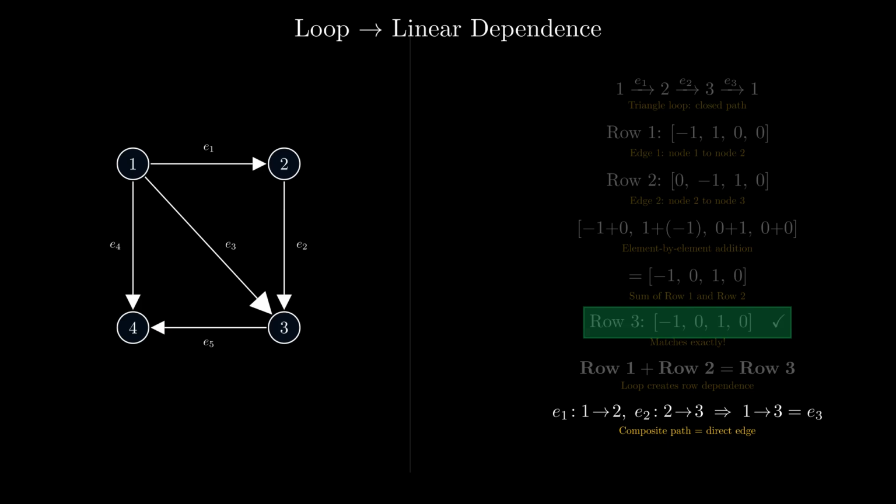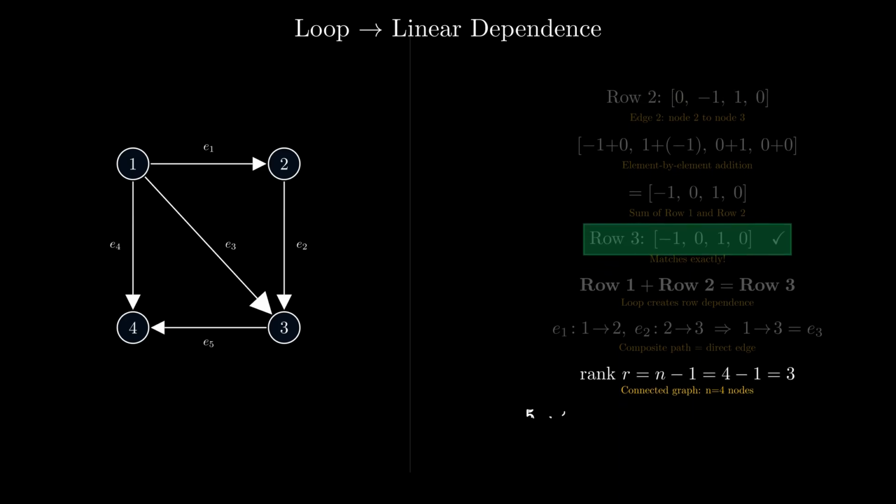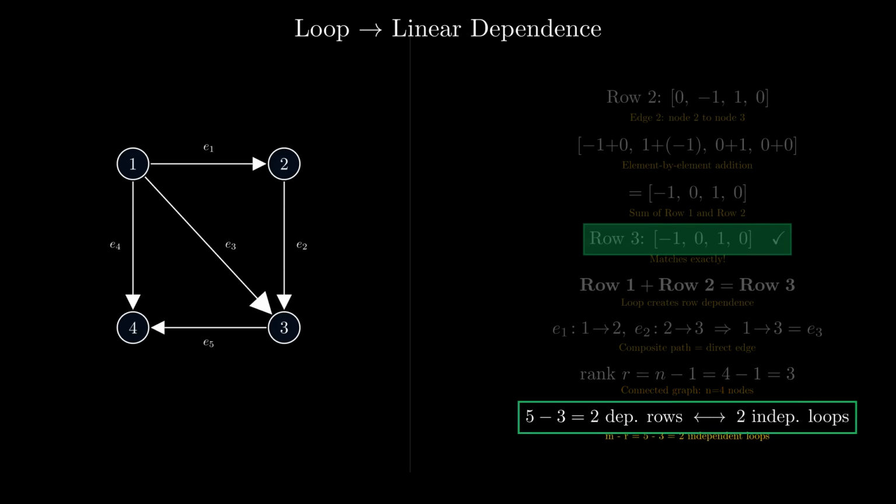Our matrix has 5 rows and 4 columns. For a connected graph with n nodes, the rank, the number of independent rows, equals n minus 1. With n equals 4, the rank r equals 3. That means 2 rows depend on others, and those correspond to 2 independent loops in the graph.